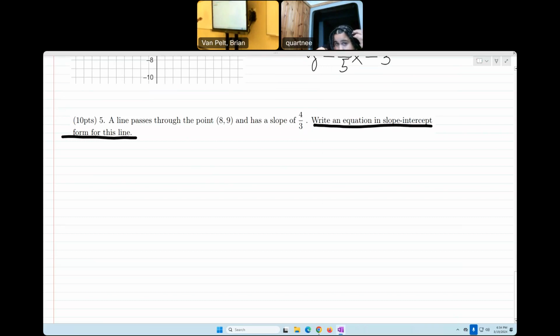So write an equation in slope-intercept form for this line. That means it's going to look like this. Your job is to determine what the value of m is and what the value of b is. Now, they didn't give you b and they didn't give you m. So how can you use this information to figure out what they are?